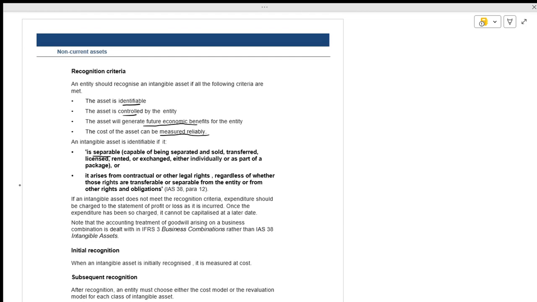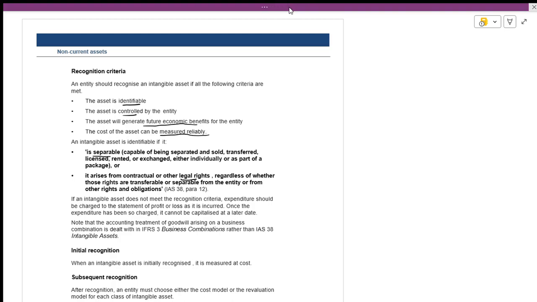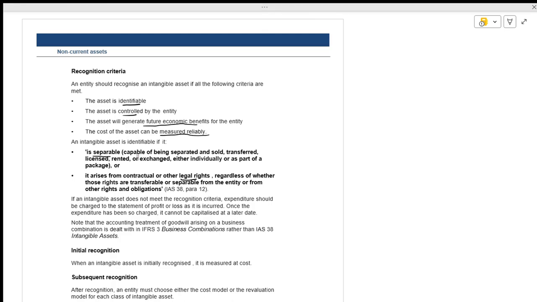Or it arises from contractual or legal rights, regardless of whether the rights are transferable or separable from the entity. It arises from contractual or legal rights. This is where we are going to understand.